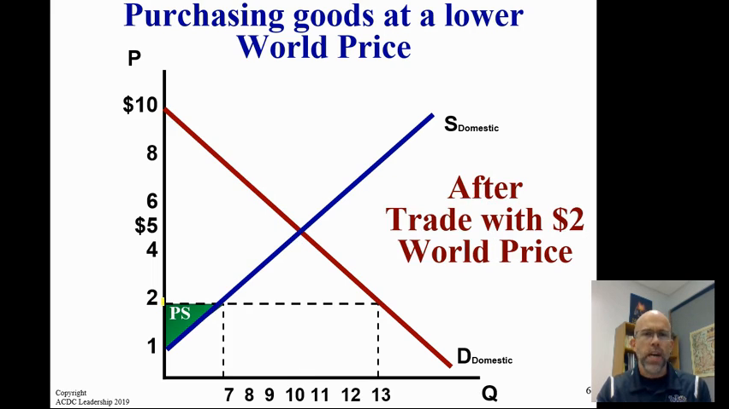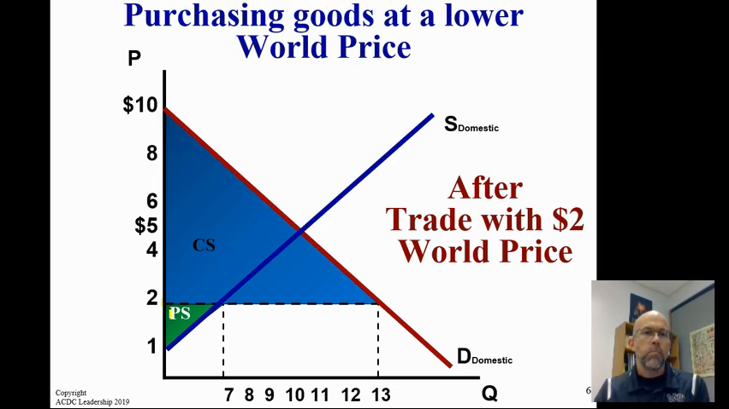we can see here that's way below the equilibrium price. So producers are losing out. The domestic producers' surplus is much, much less. But consumers are doing really well. This is great for consumers. The consumer surplus has increased dramatically.